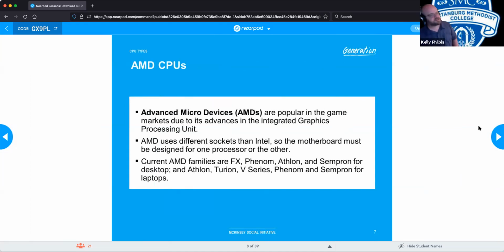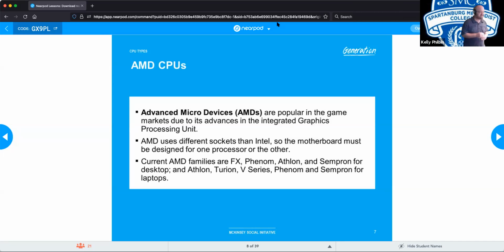All right. AMD, competitor to Intel, also called Advanced Micro Devices. They have been popular in the gaming markets due to their GPUs and the fact that they are significantly less expensive than Intel's. Intel, historically speaking, was a far more expensive chip. You didn't get all the fancy performance out of the AMDs that you did out of the Intels, but you got a lot more bang for your buck with regards to the power of the processors you could buy.